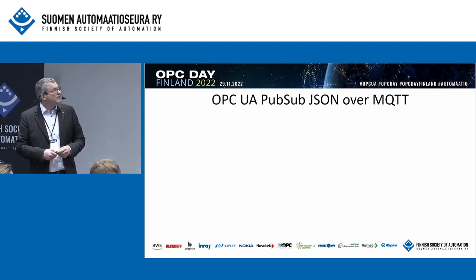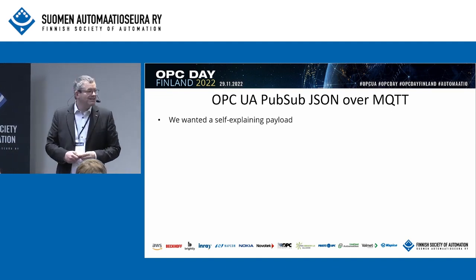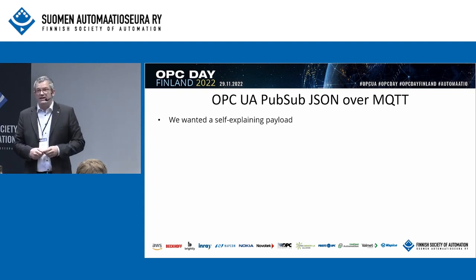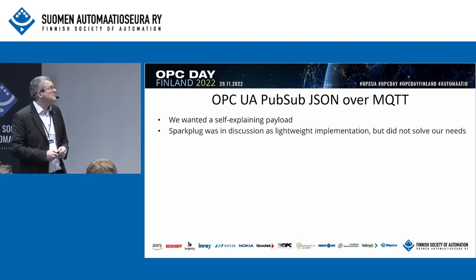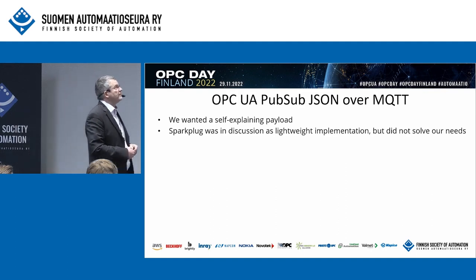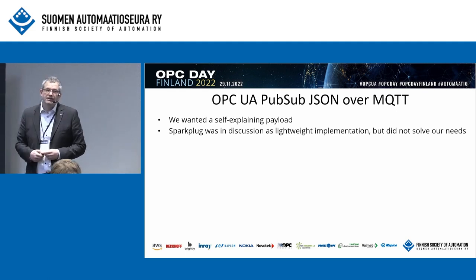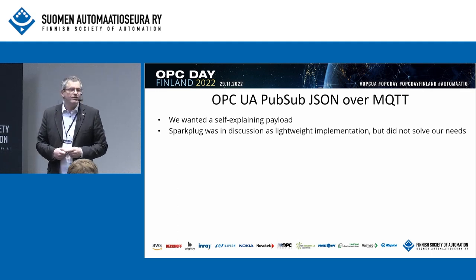So MQTT, OPC UA over MQTT. What does that mean? We wanted a self-explaining payload. So we looked around, of course, at what the market has. For example, we have seen Sparkplug. We discussed it because it's lightweight, it's easy to implement, and it has a small but quite good definition.